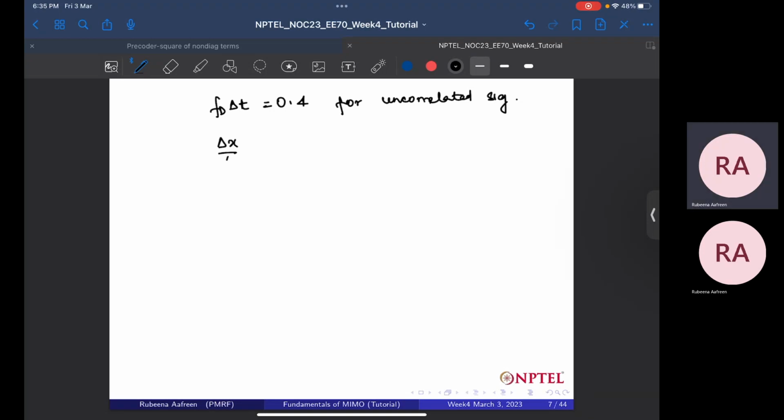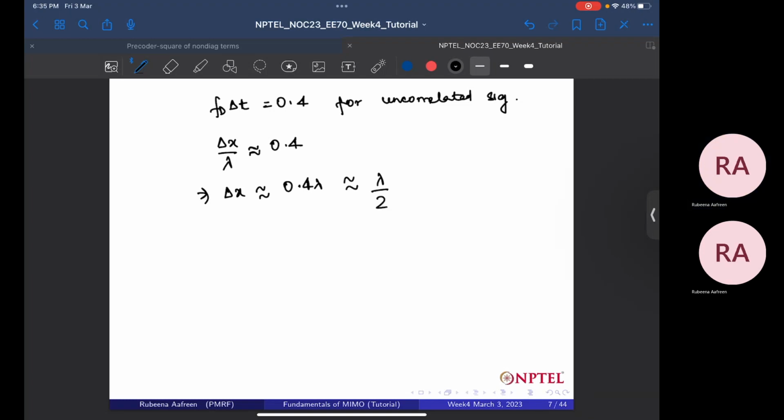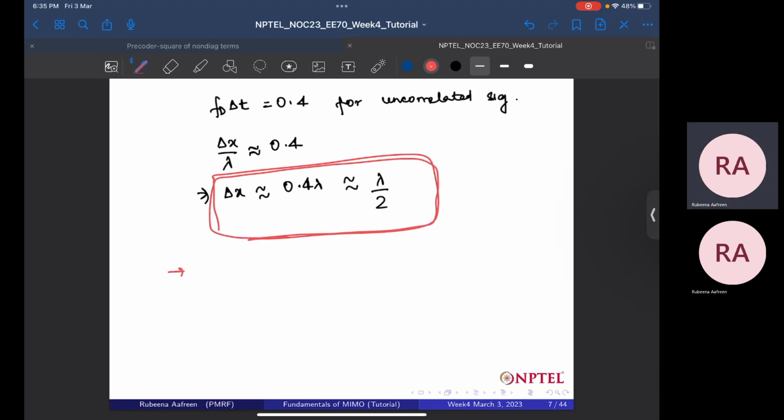From here we can write delta x by lambda is approximately 0.4. So delta x is approximately 0.4 lambda, or if we relax it more we can say lambda by 2. This means that for uncorrelated signals, what we have to do is space the antennas at around lambda by 2 distance.